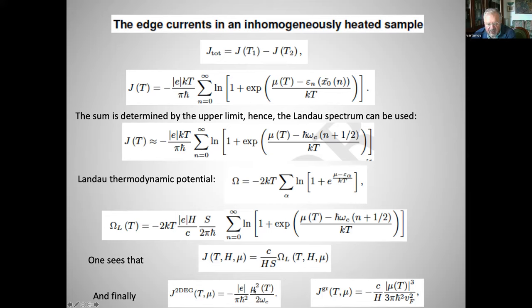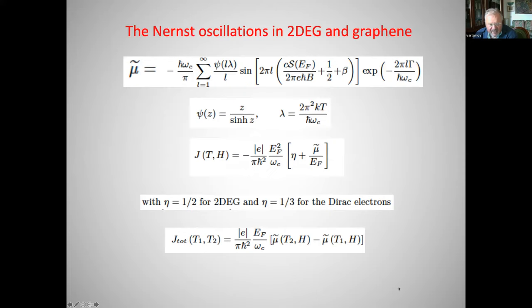for graphene. You see that it is determined by the square of the chemical potential, and in this case by the cube of the chemical potential. The chemical potential in the magnetic field oscillates, and these oscillations, which are related to de Haas-van Alphen oscillations, are well known. In the result, we see the total current passing through the disk becomes an oscillating function of two oscillating parts of the chemical potential at temperatures T2 and T1.